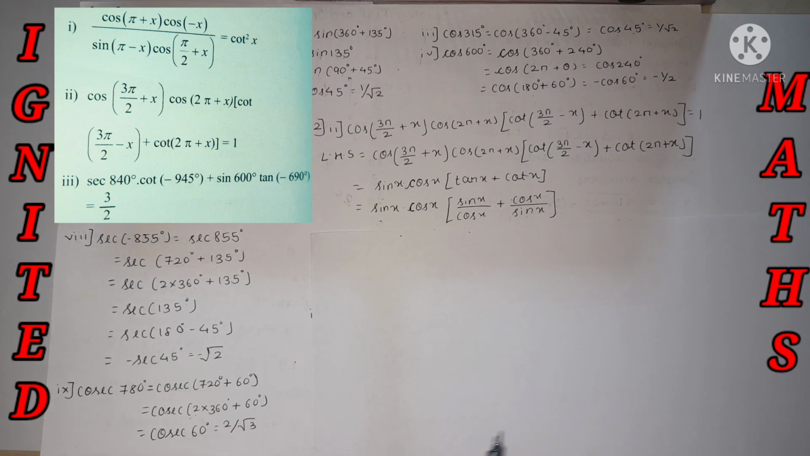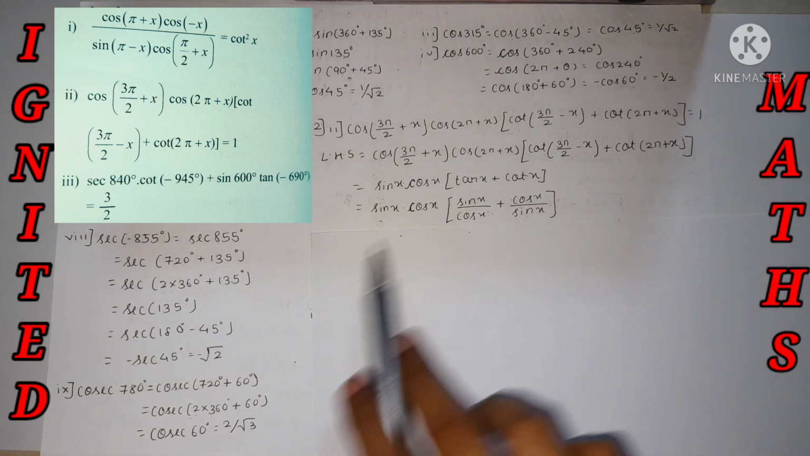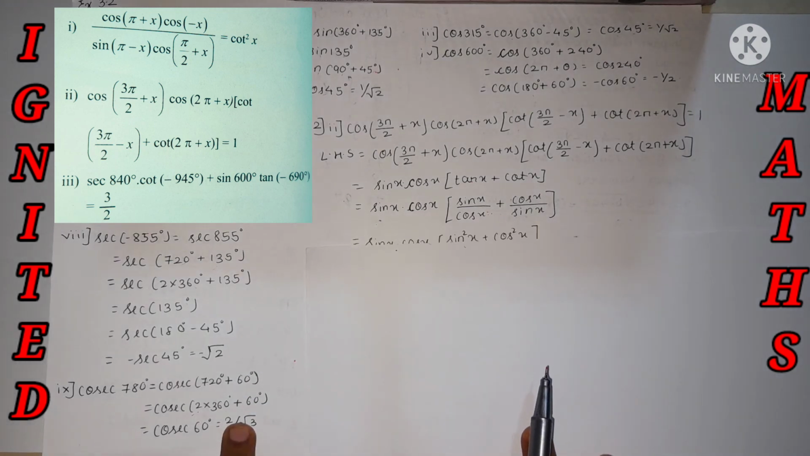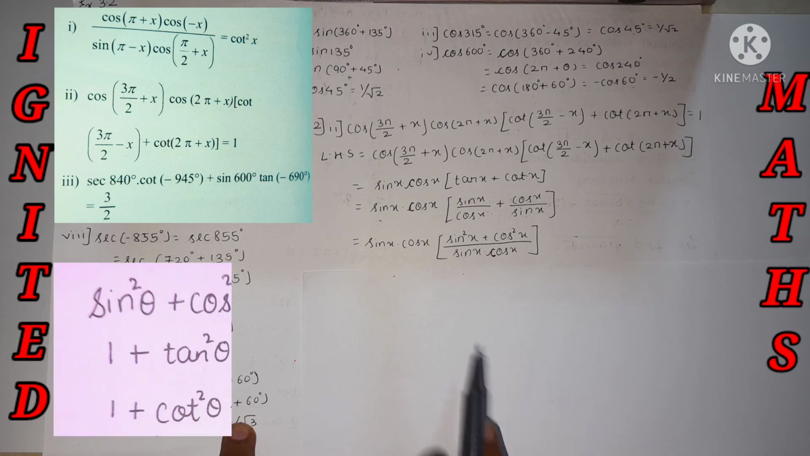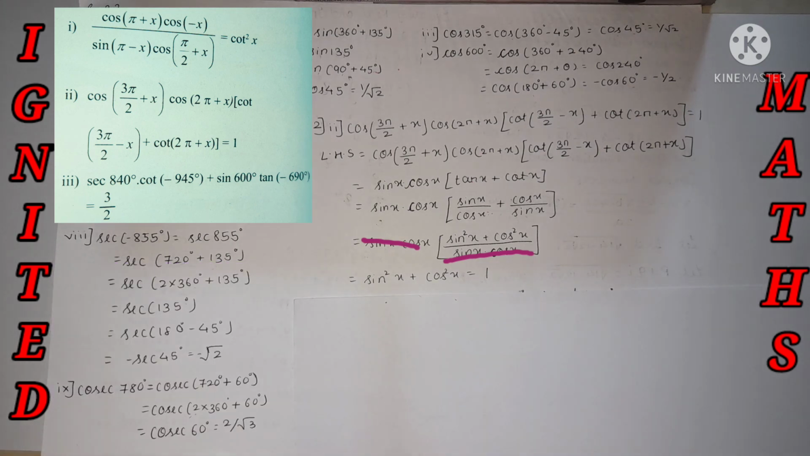Now just rationalize the denominator. So multiply by sin x at the numerator and denominator, and over here multiply by cos x. After doing the calculation, it's nothing but sin²x + cos²x. According to the trigonometric identity, sin²θ + cos²θ is equal to 1. So just put the value and we will get the answer as 1. It's nothing but my RHS value, so this is what we needed to prove.